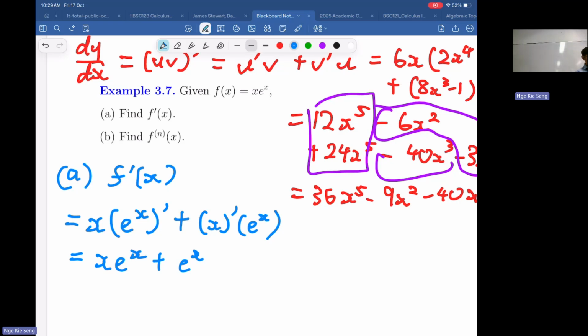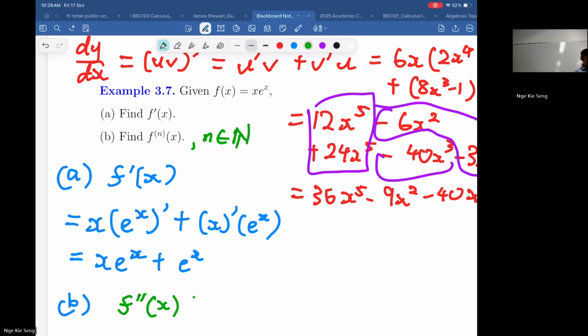Okay, how about the next one, B? What is this question asking? n is general, right? So there's an implicit meaning here. This n is actually a natural number: 1, 2, 3, 4, 5, 6, 7, 8, 9, 10. So how to see n here? You need to start with 2, 3, 4, 5, 6, and then see what the pattern is. For 1, we already did it. How about 2?